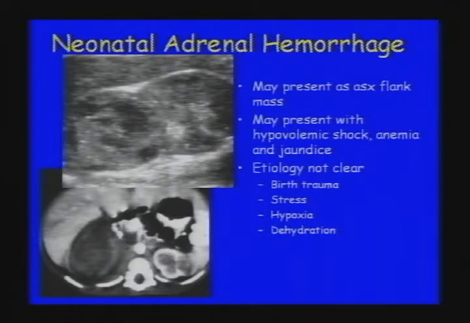A neonatal adrenal hemorrhage is pretty common, and it's felt to be due to perinatal stress. It can be birth trauma, hypoxia, dehydration, and these kids will often be shocky, and then they'll become anemic and jaundiced because they've hemorrhaged into their adrenal gland. The hemorrhage is more common on the right, but can be bilateral, and you'll see this complex mass sitting on top of the kidney, and the clinicians will be able to palpate it.